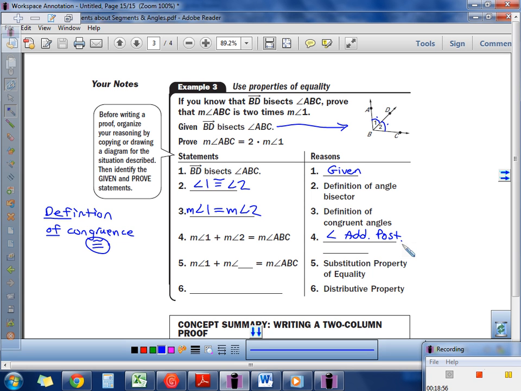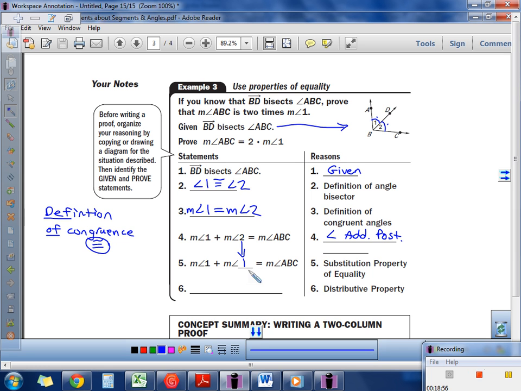All right, now it says substitution. We're going to be substituting. The 1 stays the same. The ABC stays the same. I need to change the 2, and I can do that because of statement 3. These 2 can be replaced for each other all day long. I can change the 2 to a 1.